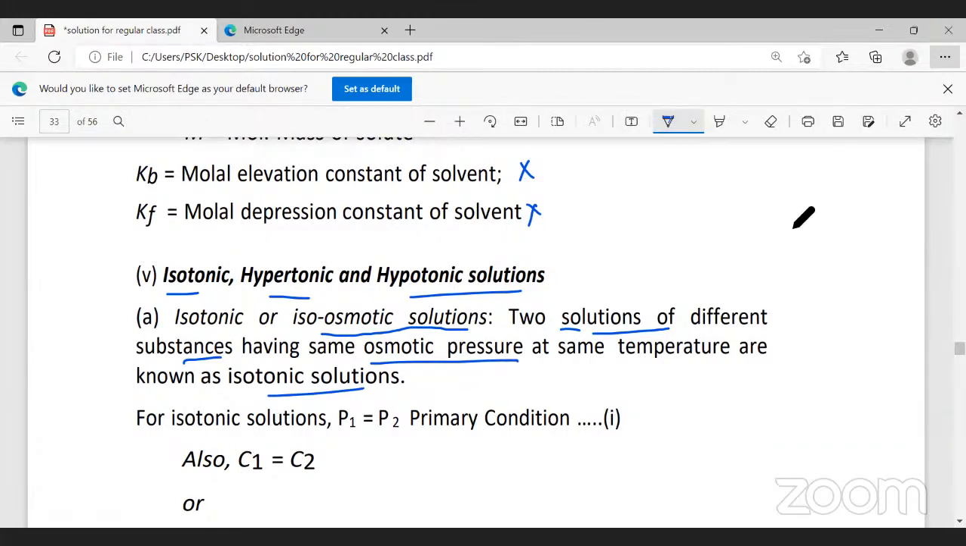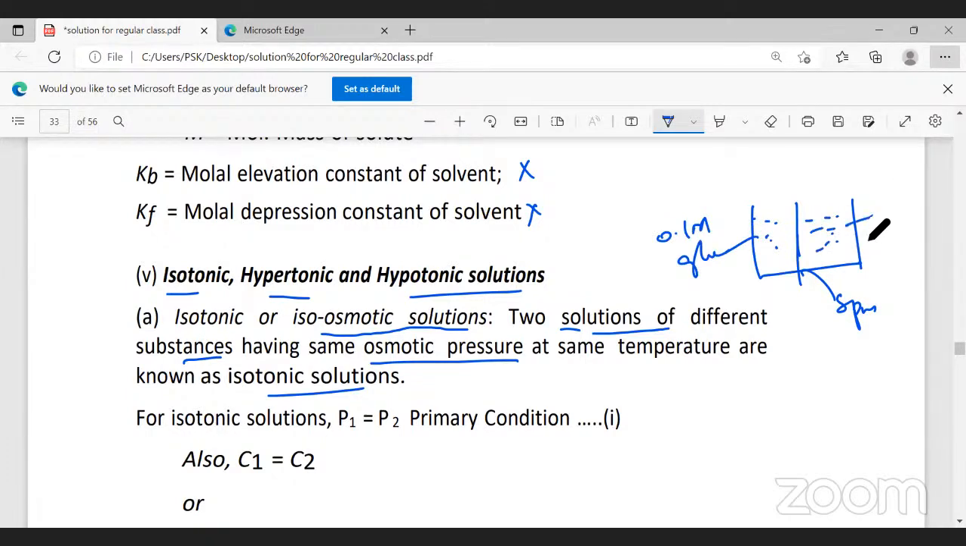Now, for an example, assume that I have a container like this. This is a semi-permeable membrane. I have 0.1 molar glucose solution here, and I have 0.1 molar sucrose solution. See, the number of molecules in both the cases is the same. So that means glucose also will exert the same pressure as what? Sucrose. Therefore, osmosis will not take place because the osmotic pressure exerted by both is the same. Therefore, the solvent will not flow from sucrose to glucose or from glucose to sucrose. So those kinds of solutions are called isotonic solutions.